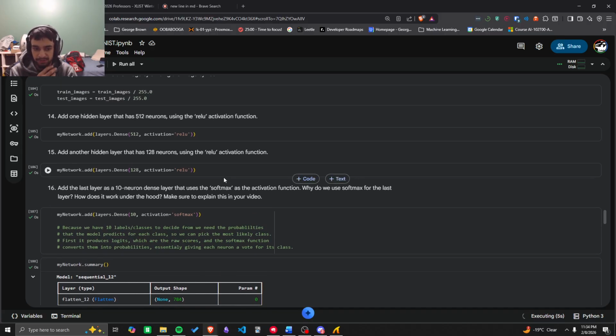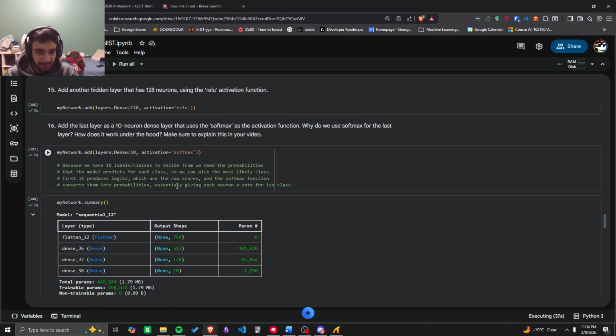Softmax, essentially what it does, it gives each neuron a probability to predict which label or class that image is, and it does it by giving it a raw score in logits. But what you can think about it is, it's essentially each neuron has a vote. They vote on what they think the label of the image is going to be, and the class with the most votes is the one that's picked.